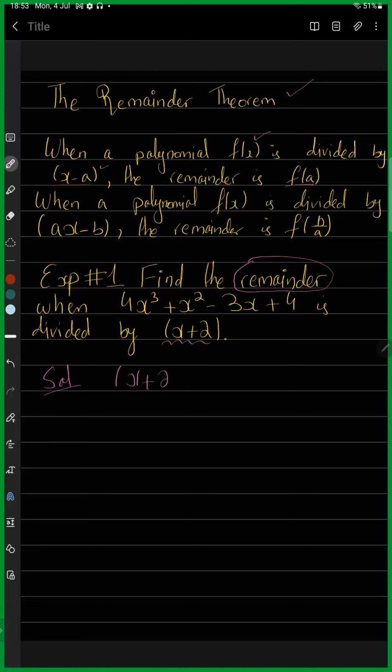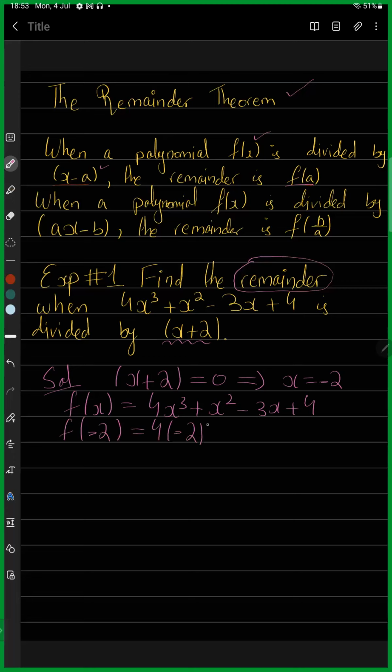I need to equate it to 0, and it would give me x equals minus 2. Now I need to find the value of f of minus 2. Let's just imagine that the polynomial is equal to f of x, and it is given: it's 4x cubed plus x squared minus 3x plus 4. This is the polynomial. The remainder would be f of minus 2, and it is going to be 4 into minus 2 cubed plus minus 2 squared minus 3 into minus 2 plus 4.